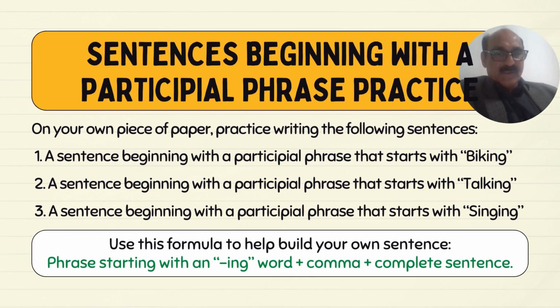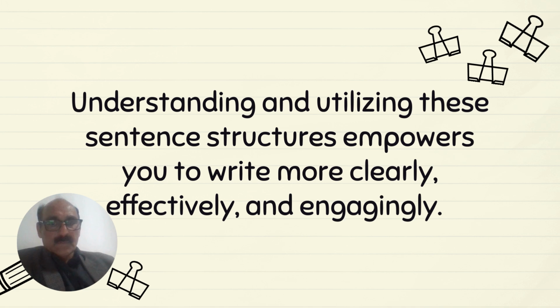Now it's your turn to write some sentences beginning with a participle phrase. Write one sentence starting with the participle phrase "biking." Write one sentence using "talking," and write one sentence using "singing." Remember to use this formula: phrase starting with an "ing" word, followed by comma, followed by a complete sentence.